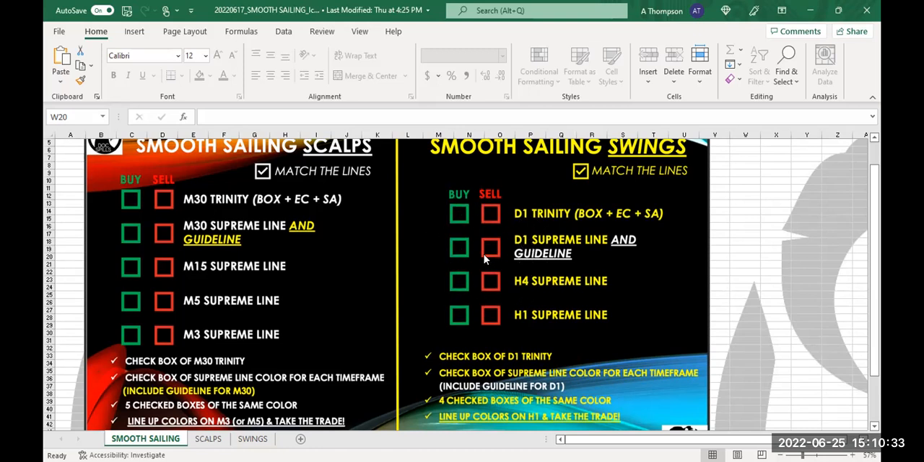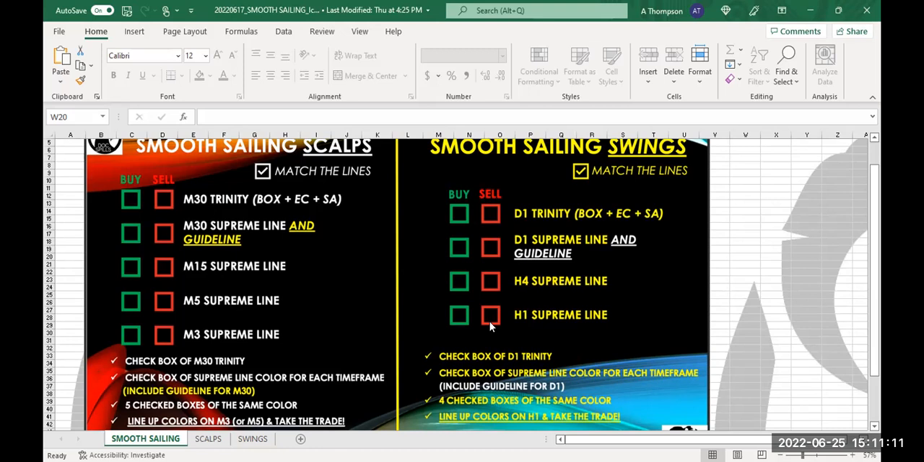And then you're going to drop down to your 4 hour. What color is the supreme line on your 4 hour that is consistent with your daily box? You're going to mark that. And then you're going to drop down to your 1 hour, and look for the supreme line on your 1 hour. As long as you have the same color supreme line on the 1 hour, you're going to check that box. And here you're going to wait like a sniper. No bathroom breaks, nothing to eat. You're not moving. You're going to wait until that lines up.